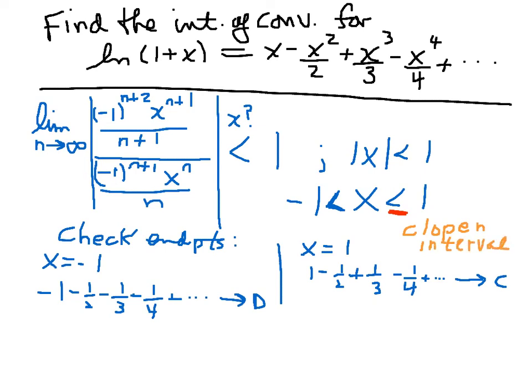And so that's the basic idea of what we're doing here. We're checking the endpoints, we're looking at the specific series that we get when we plug the values into the original series, and hopefully we get something as easy as this to determine whether we have convergence or divergence. Okay?